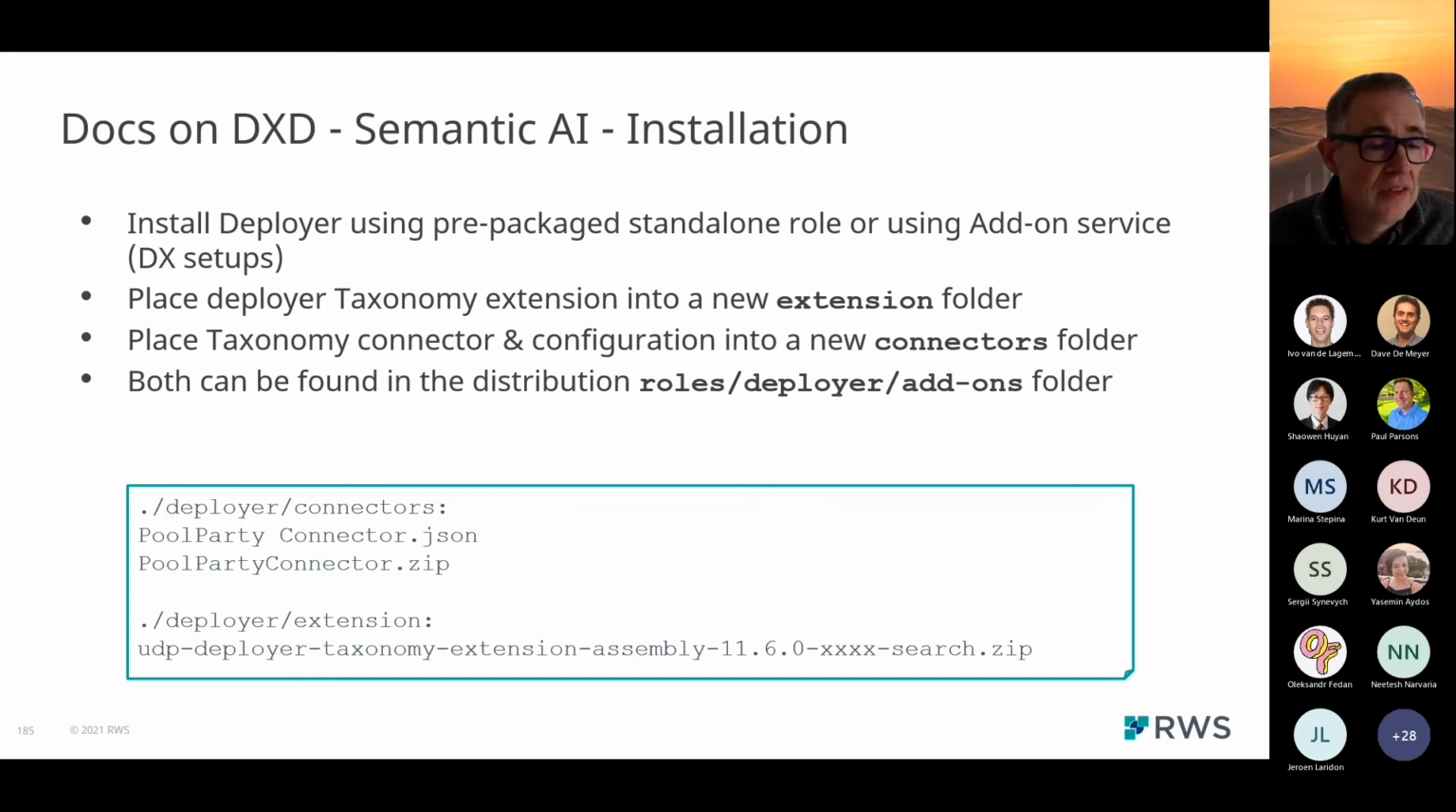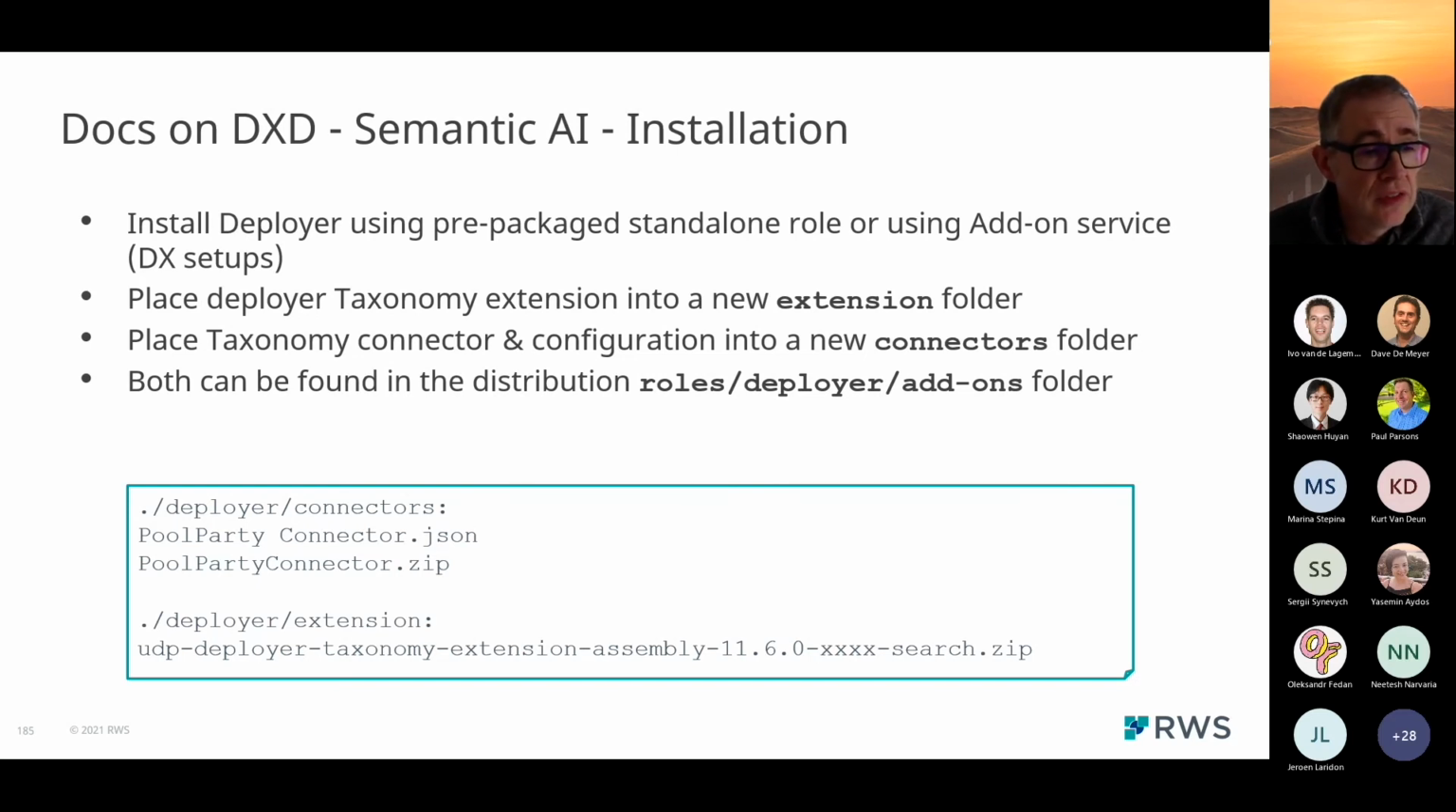The way to do that is to take your layout. Within your layout, you will see this roles deploy add-ons folder. Then you would take the deploy extension, which is this taxonomy one here, and drop that into a folder called extension. Essentially that folder is the one where our deployer will automatically unzip things and turn them into add-ons at runtime. So that deploys the taxonomy extension.